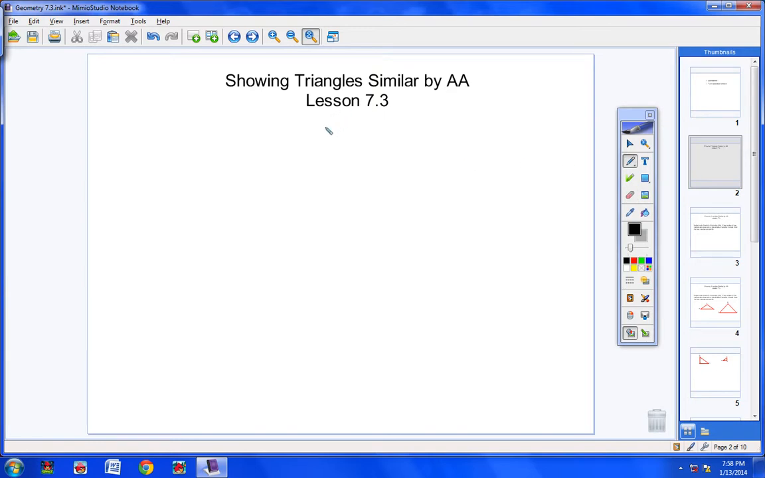We're not going to prove that 2 triangles are congruent. We're going to prove that 2 triangles are similar, similar by what we call the angle-angle postulate, okay? The lesson number is 7.3, and if you'd like to keep track of this, today's date is the 14th.